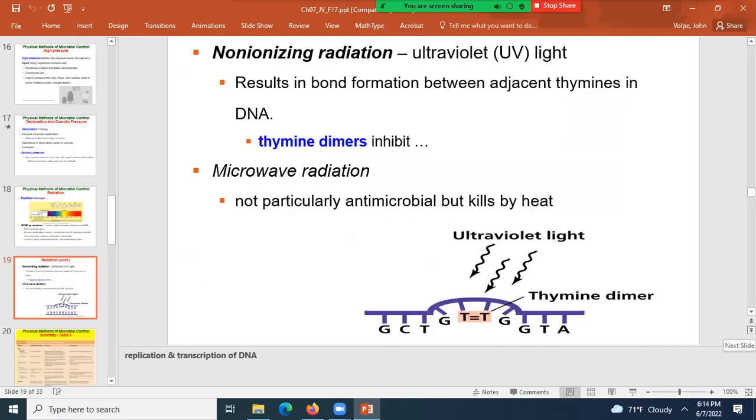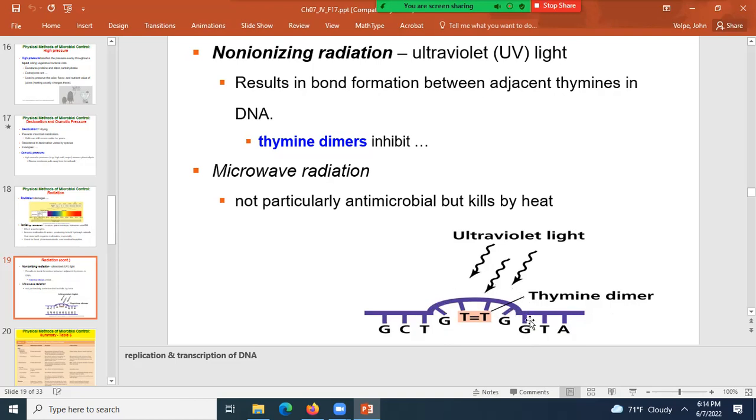All right, the next form of radiation we need to talk about is non-ionizing radiation. There's only really one non-ionizing radiation, and that's ultraviolet light or UV light. UV light, when it hits DNA, causes damage in that the 2 thymines that are next to each other get a thymine dimer from the UV light. And that thymine dimer creates a bubble in the DNA, and this bubble cannot be transcribed or replicated.